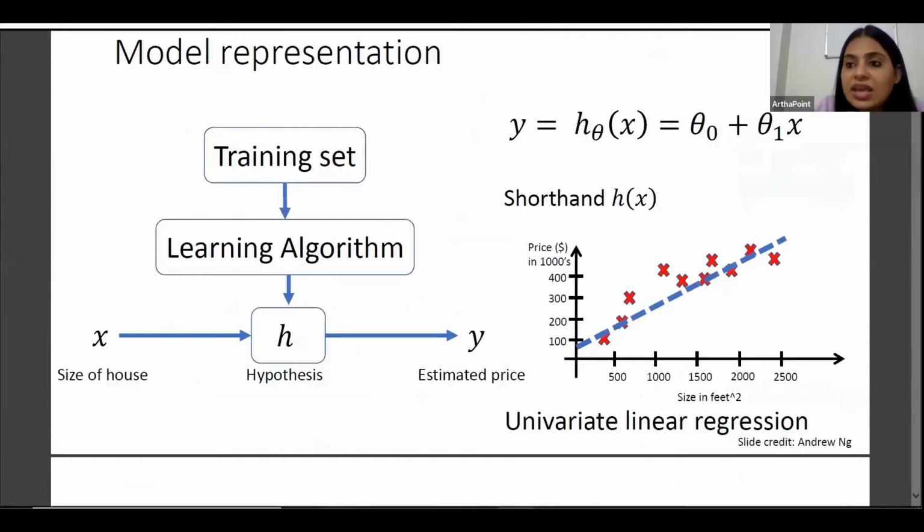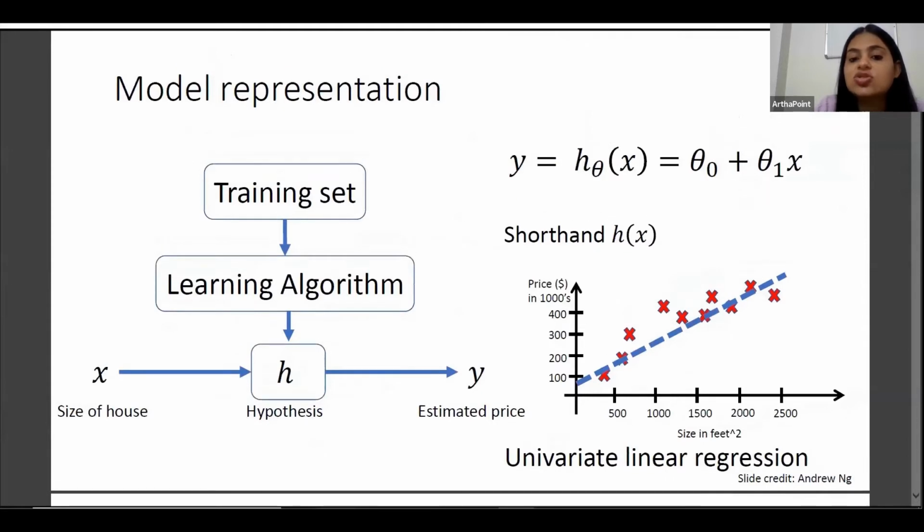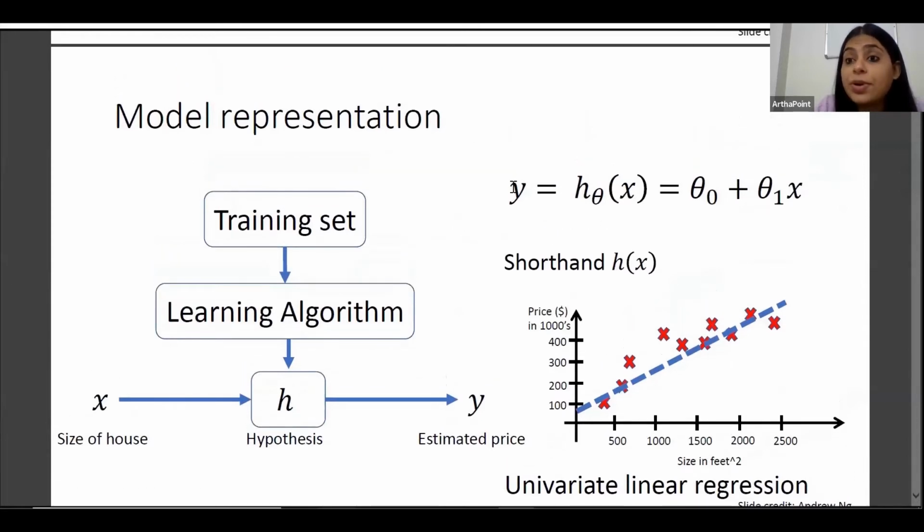Now, the aim of the machine is to prepare a model between y and x, and that model will appear something like this: theta naught plus theta 1 x. It is just telling me that the value of y depends on the value of x. If you increase x by 1 unit, y will increase by theta 1 units.